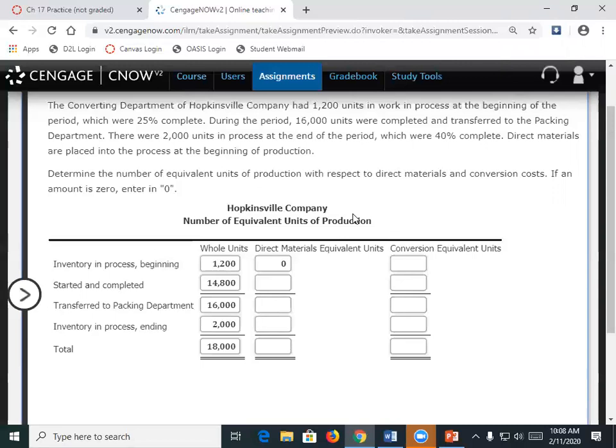How would I calculate that? Would you do the 14,800 times 75%? Well, you have the 75%, but just make sure we're doing beginning inventory here. So 1,200 times 75%. Okay, so 900.